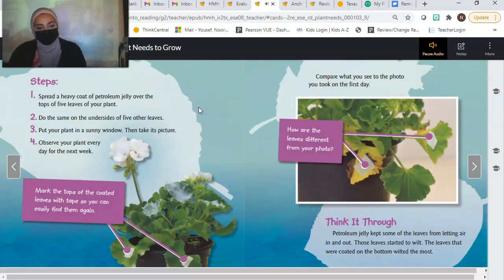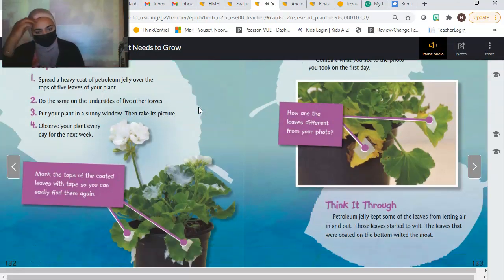Steps. One. Spread a heavy coat of petroleum jelly over the tops of five leaves of your plant. Two. Do the same on the undersides of five other leaves. Three. Put your plant in a sunny window, then take its picture. Four. Observe your plant every day for the next week. Mark the tops of the coated leaves with tape so you can easily find them again.